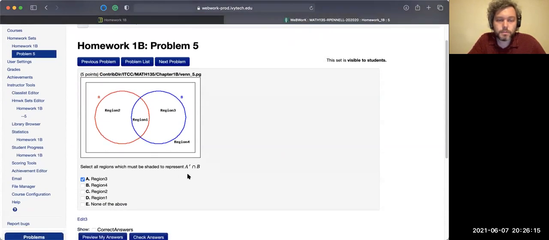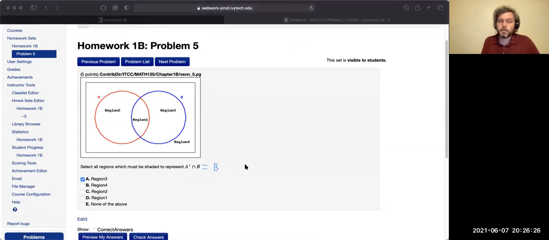All right. Select the regions which must be shaded. We did this. This is in the lecture notes. A complement intersect B. That's like saying B minus A. Okay. So it's the part of B that has nothing to do with A, and that's just going to be region 3 here.